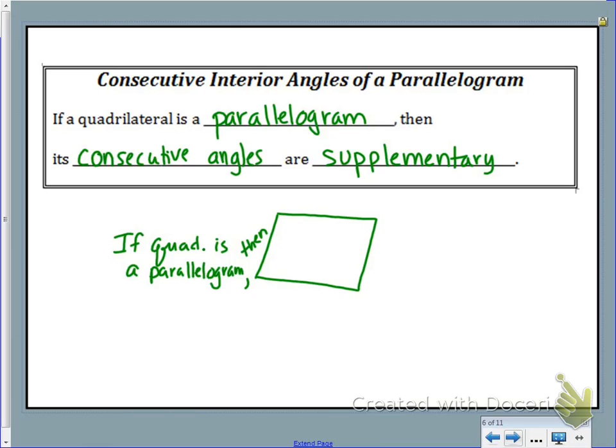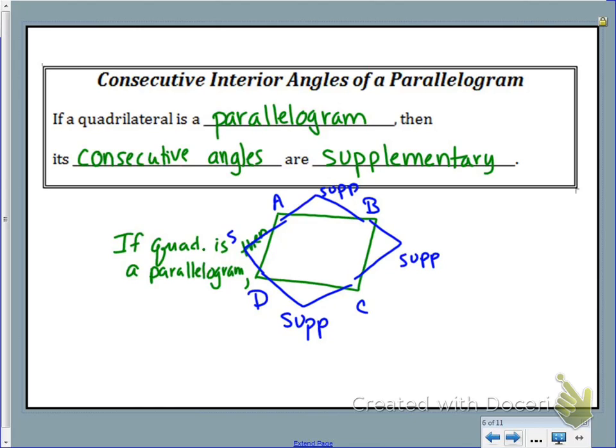Well, just keep in mind that consecutive means angles next to one another. So if I have this as parallelogram ABCD, then the angles next to one another would be, for example, angle C and angle D. These are going to be supplementary. Likewise, angle B and angle C are supplementary. Angle A and angle B are supplementary. And finally, angle A and angle D are supplementary.